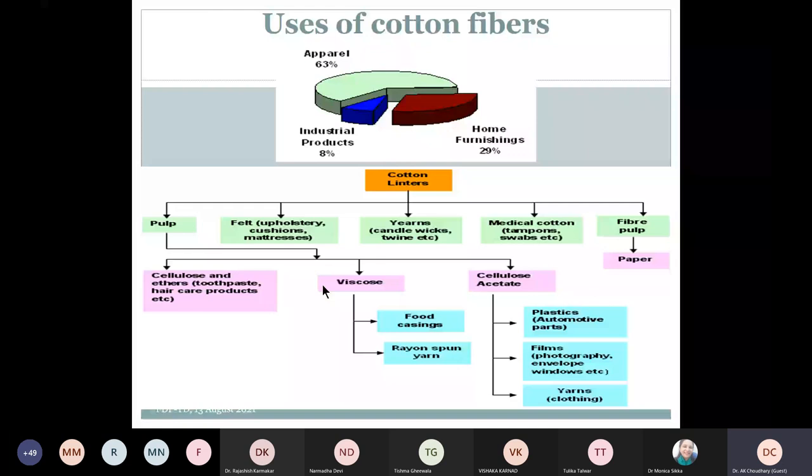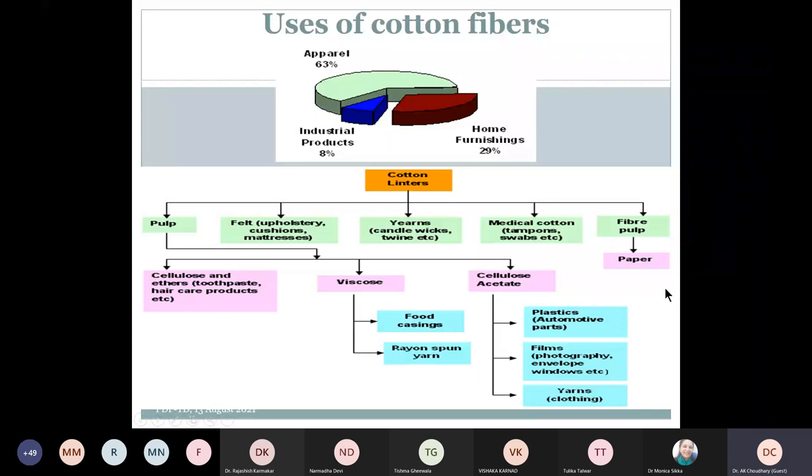And cotton linters means waste of the cotton fiber. So in cotton ginning, these are the waste taken from the ginning industries. It is used in the form of pulp, in the form of felt, for upholstery, cushions, mattresses. So all the mattresses use this cotton waste. Also yarns, medical cottons, swabs, ear swabs, and fiber pulp for the paper industry. So the paper industry again can use the waste of the cotton fibers.